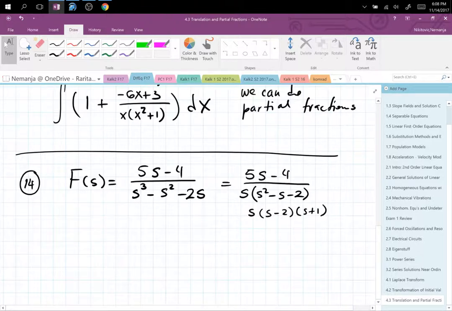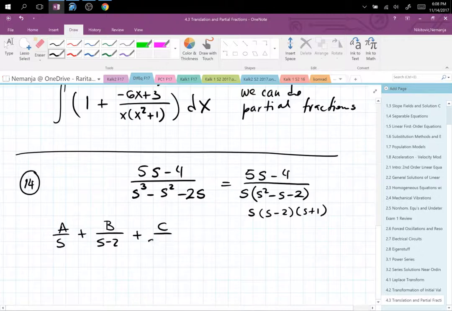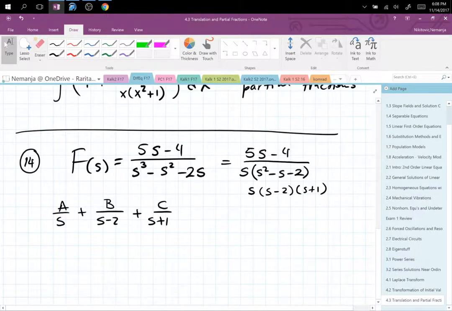So let's go. Partial fraction decomposition. So we have the setup: A over s plus B over s minus 2 plus C over s plus 1. And this needs to be (5s minus 4) over s(s minus 2)(s plus 1).